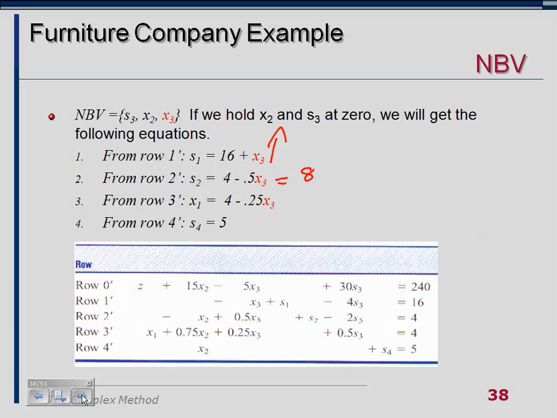How much in row 3? How much can I increase x3? 16. All right, how about row 4?